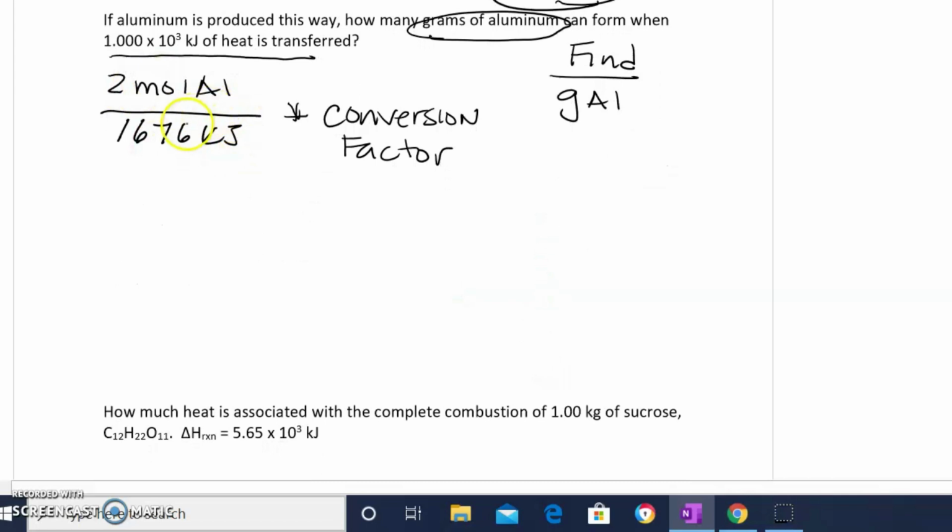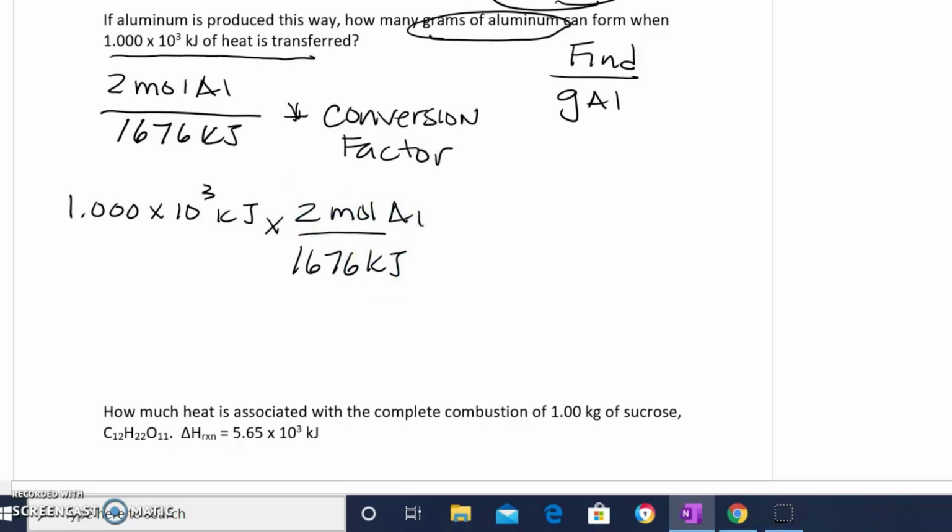So if that's a conversion factor, we don't start with that, right? We start with the number by itself. So we have 1 times 10 to the 3 kilojoules. And now we know that there's 1,676 kilojoules in 2 moles of aluminum. So if we were going to try to find oxygen, it would be 3/2 oxygen here per 1,676. If we wanted aluminum oxide, it would be this value again, 1,676 to 1 mole of aluminum oxide. But we care about aluminum, so we're going to use that coefficient.